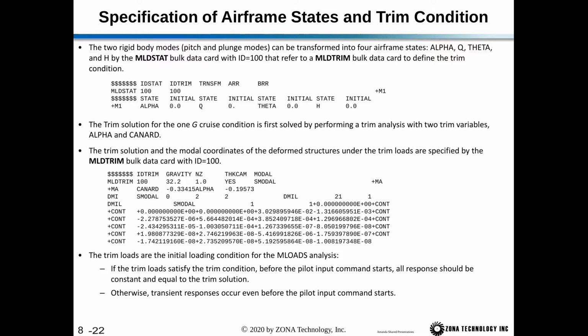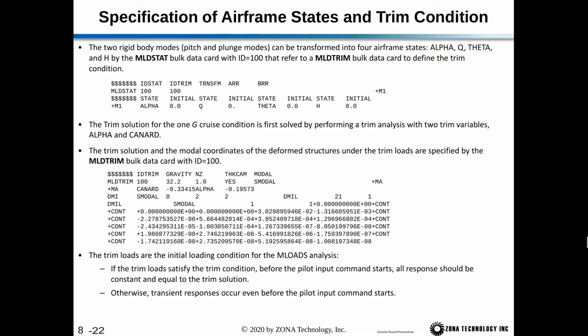Next, we're going to convert the rigid body modes to airframe states. So the 2 rigid body modes, which are the pitch and plunge modes, are transformed into the 4 airframe states, alpha, Q, theta, and H, by the MLDSTAT card with ID 100 that refers to the MLDTRIM card to define the trim condition. So our MLDSTAT card here defines our 4 airframe states, alpha, Q, theta, and H. Meanwhile, the MLDSTAT refers to the MLDTRIM card with ID 100.